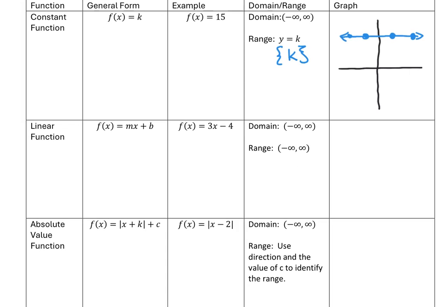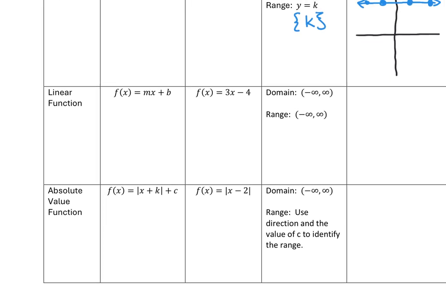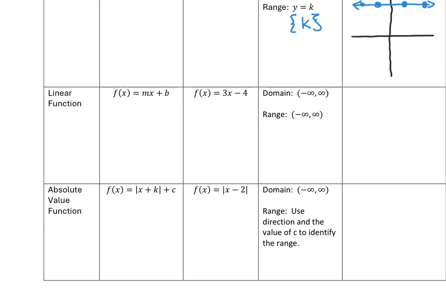All right, the next one we have is our linear function. Constant functions are technically linear functions, but they're kind of the boring examples. We're going to look at all the other linear functions now. For linear functions, we have f of x equals mx plus b. We call this slope-intercept form. And so all linear functions can be written in this form. An example, f of x equals 3x minus 4.